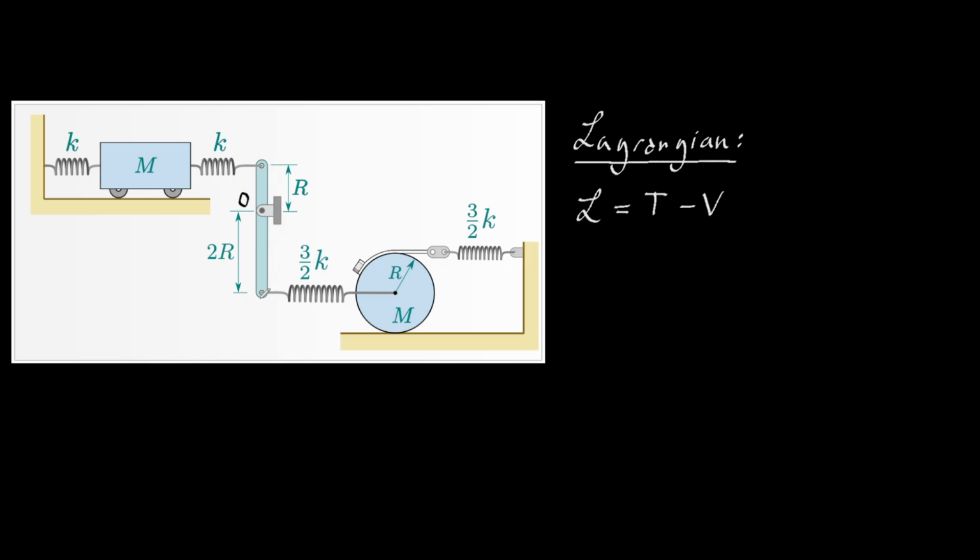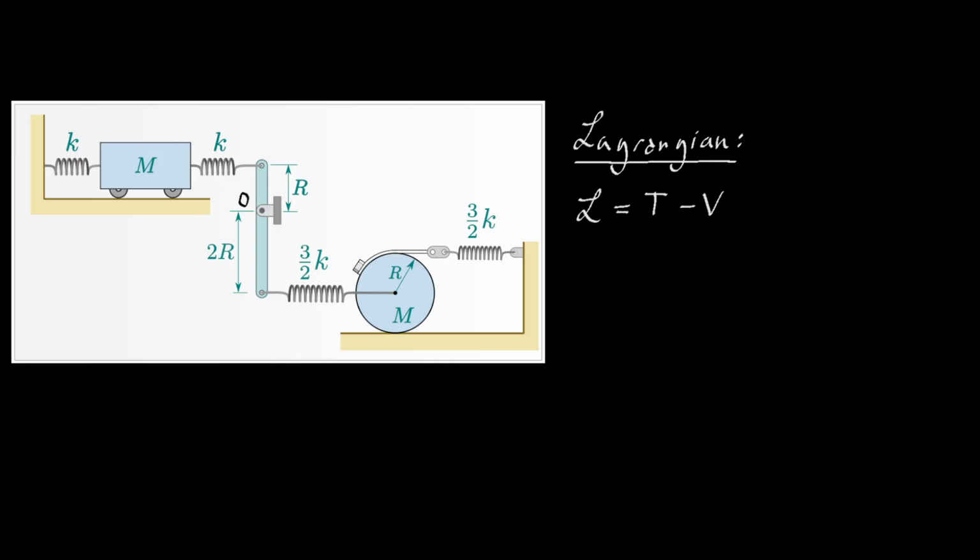At the opposite extreme of this bar, a third spring connects to the center of a cylinder that rolls without slipping on a horizontal surface. And finally, a fourth spring of stiffness 3/2 K connects this cylinder to a fixed point.